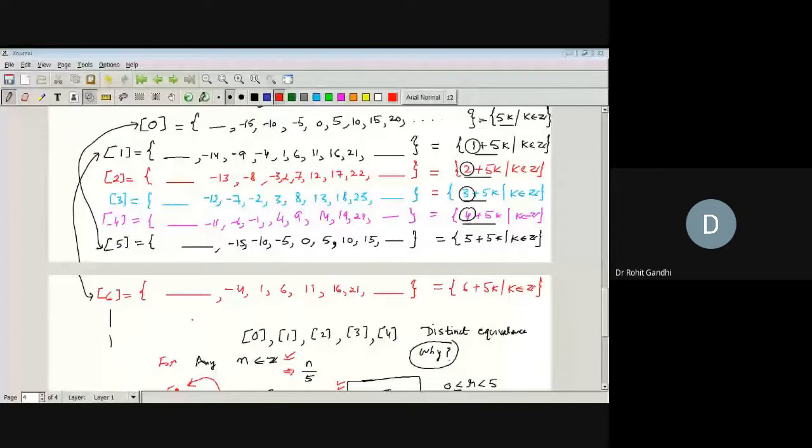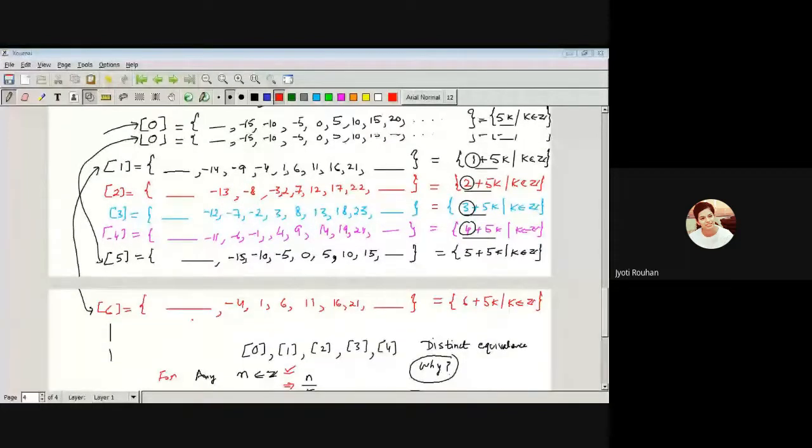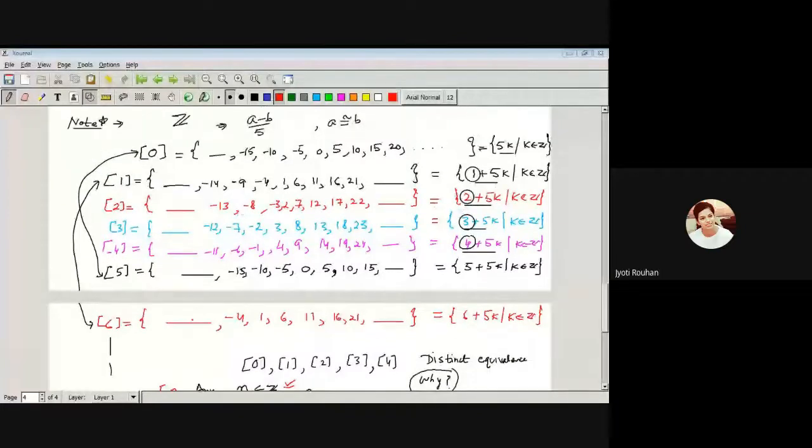Please. Yes, sir. As sir said, the group is Z under addition, right? The set of integers. Okay, fine. So you took the subgroup as 0, 1, 2, 3, 4, 5. It should have additive inverses, right? So what will be the additive inverse of 1 here? Yes. That means this cannot be a subgroup, right?